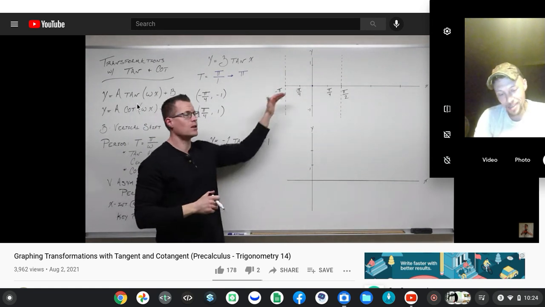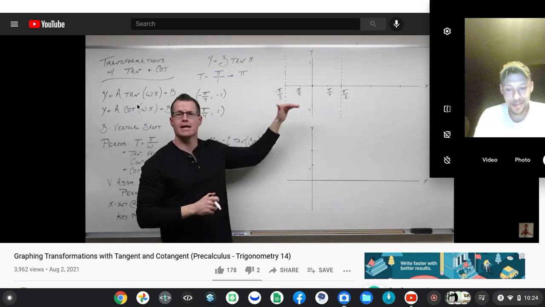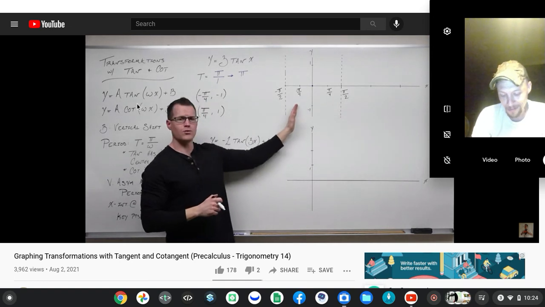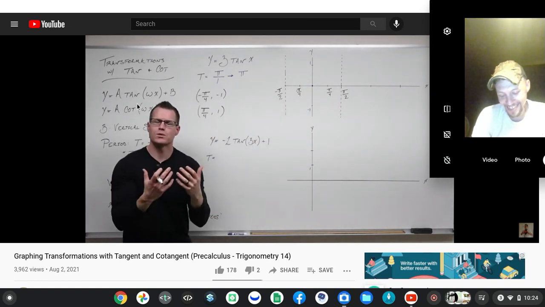Remember that tangent climbs, cotangent falls. Tangent naturally climbs. So you're going to have a negative one and a positive one. That's where we get our key points from.